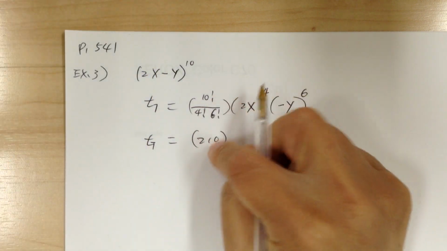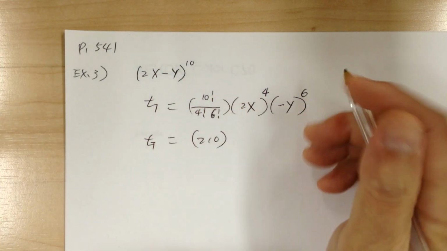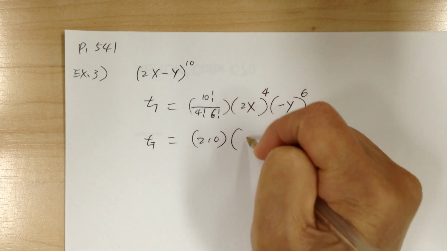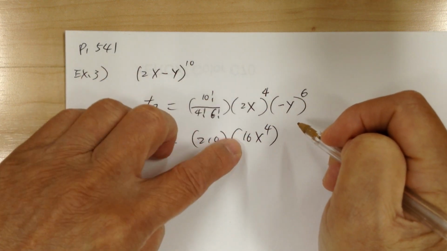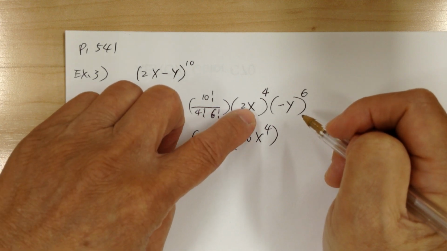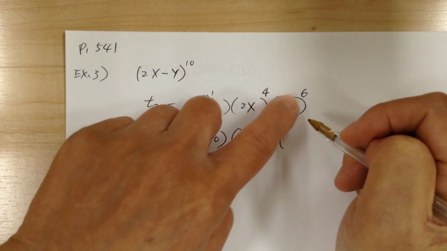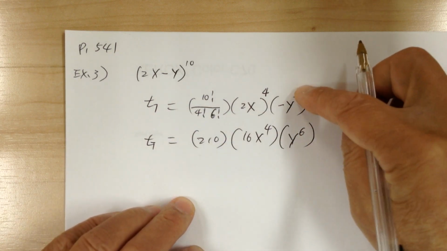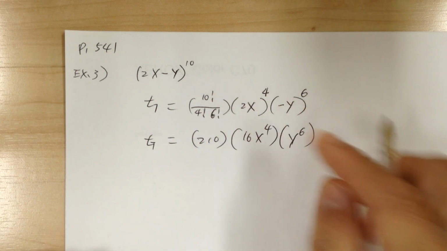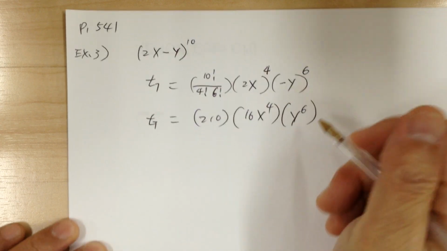Remember now, you have to simplify each parentheses before you put them together, right? So 2 to the 4th power would be 16, x to the 4 power, right? 2 to the 4 is 16, and x to the 4 is x to the 4. Now negative to the 6th power is positive, y to the 6 would be y to the 6. So make sure you simplify each parentheses, okay? And then after that, you can put them all together.